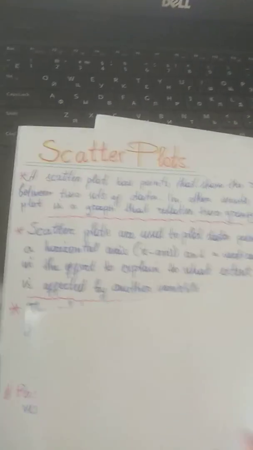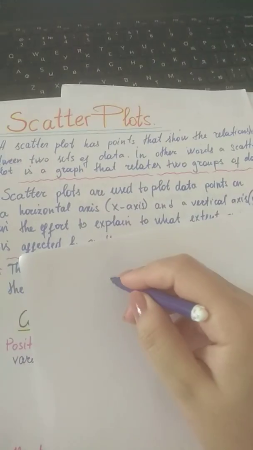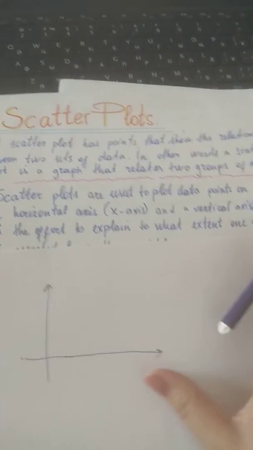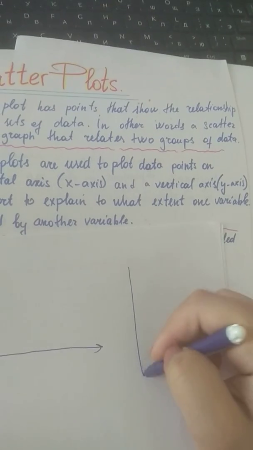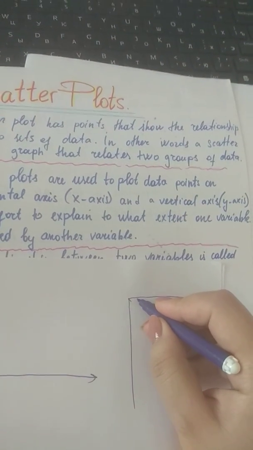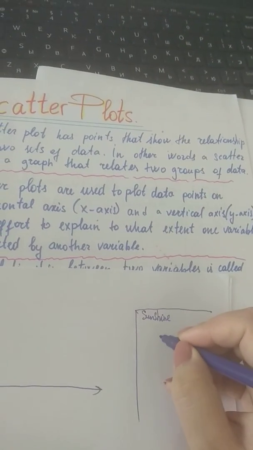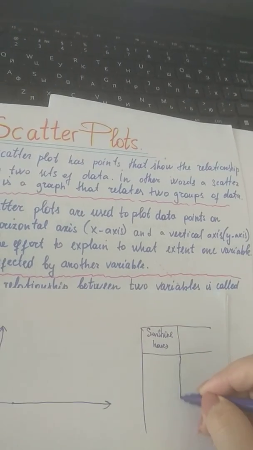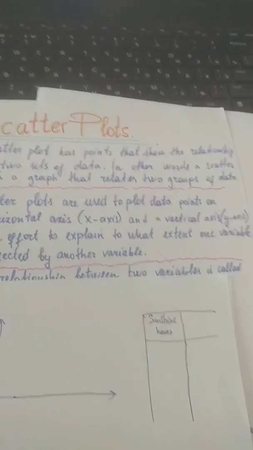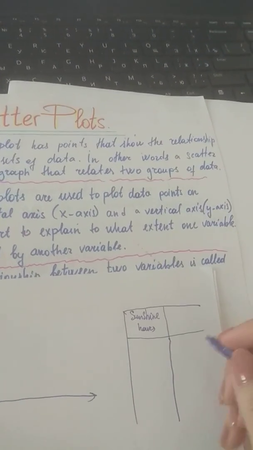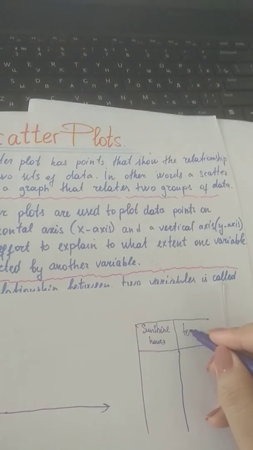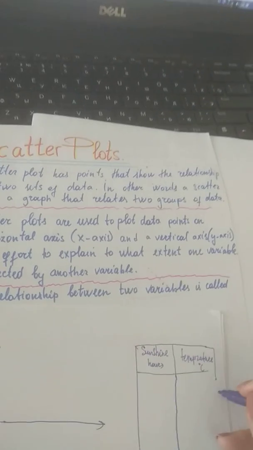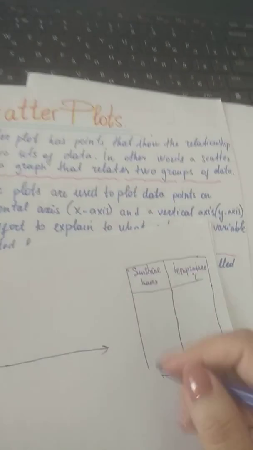For instance, this is our coordinate plane, and here the given data information is this one. For example, sunshine with hours, and the other one, maybe temperature in degrees Celsius. So that's it, and I can take any numbers.